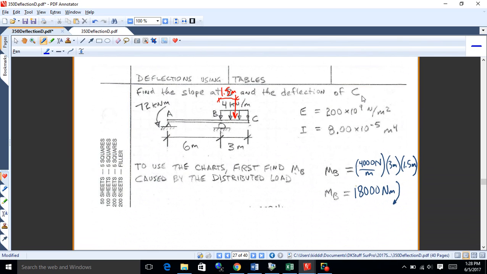Okay, so I'm doing that 4,000 newtons times 3 meters, that's the load, times 1.5 meters, so I get 18,000 newton meters, and that's clockwise at B.